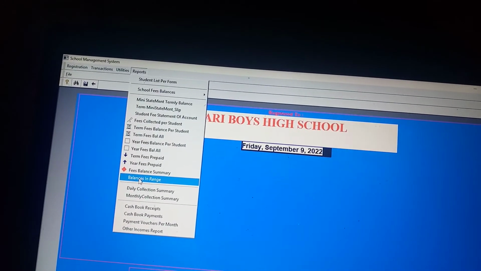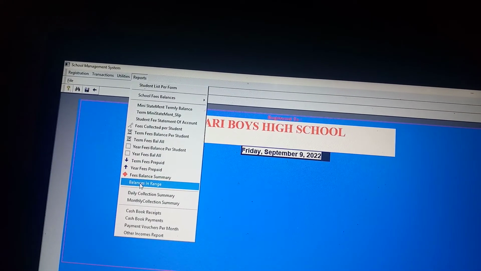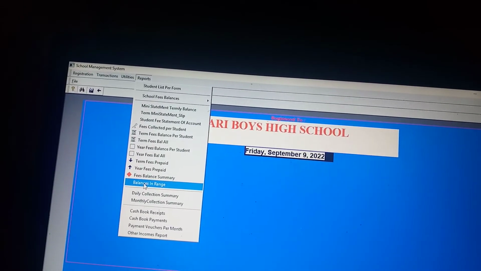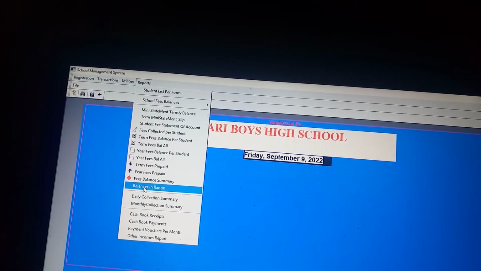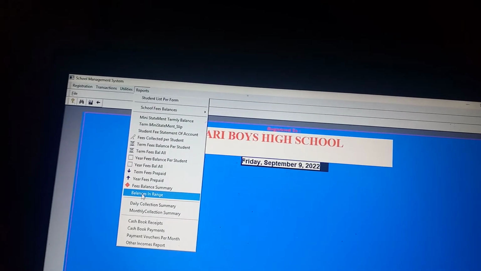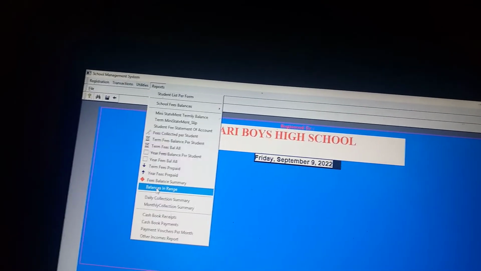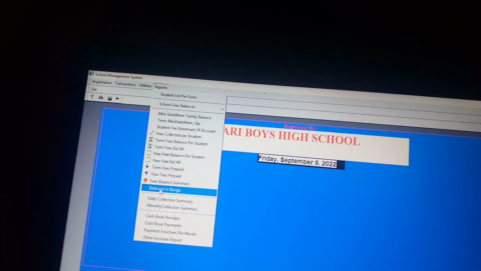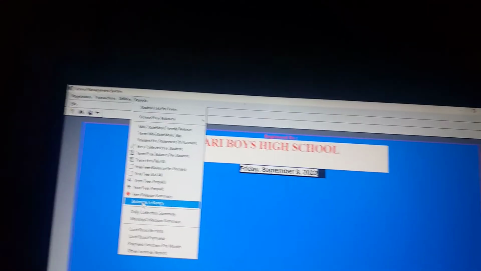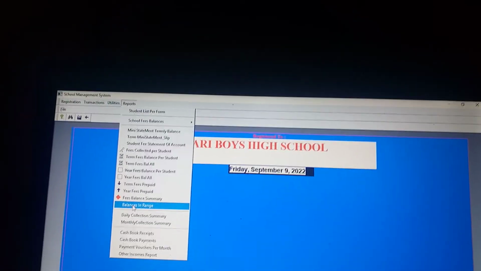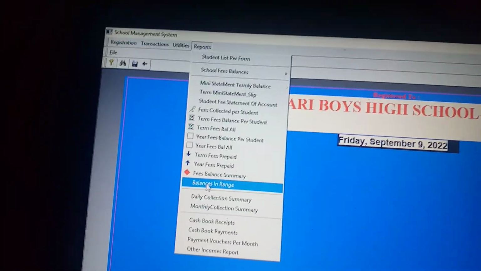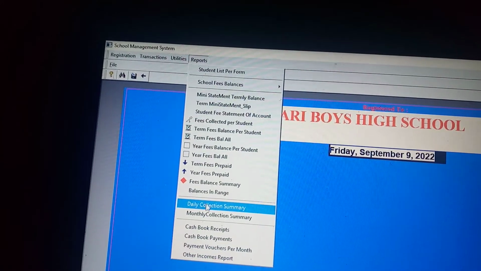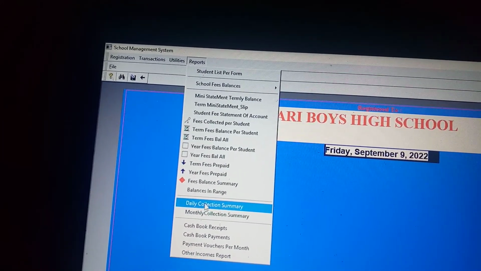For example, you want to send students home because they have huge arrears, but you only want to send a specific number of students depending on their balances. So you'll come and enter the amount you want to send home. Maybe, for example, from 5,000 and above, or from 2,000 and above. Anyone who has 2,000 and above, you want to send them home. So you'll be able to print that and send them home and leave those that have less balances.